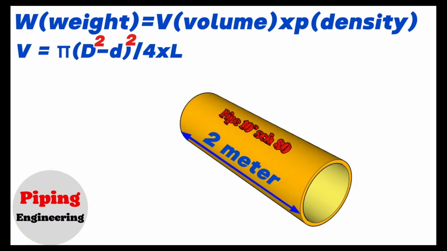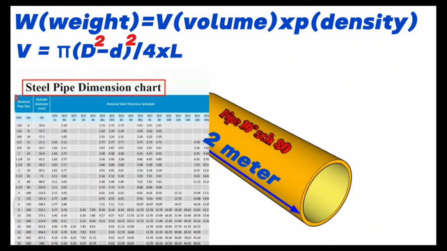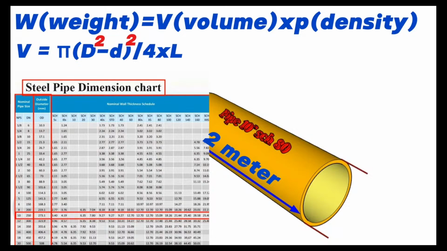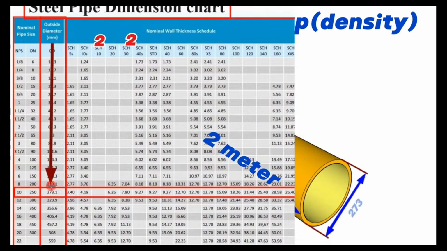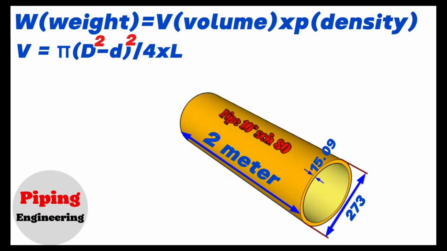To estimate the volume of the pipe piece, let's look at the wall thickness of a 10-inch schedule 80 pipe from the steel pipe dimension chart. This is the steel pipe dimension chart. The nominal pipe size is shown in the first column. The outside diameter of pipes is shown in the second column. The nominal wall thickness schedule is shown in this last column. We will look at the row showing nominal pipe size 10 inch. The outside diameter of the 10-inch pipe is approximately 273 mm and the wall thickness for schedule 80 is shown as 15.09 mm. Now we can calculate the inside diameter of this 10-inch pipe.